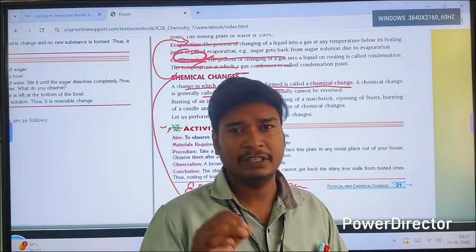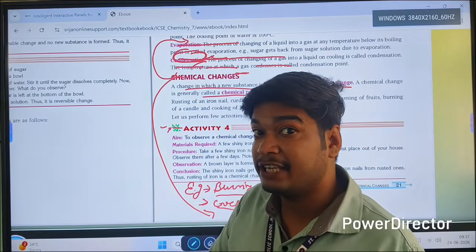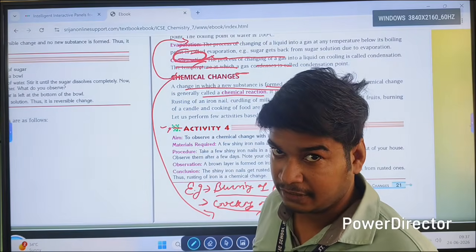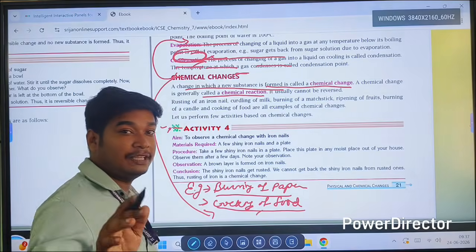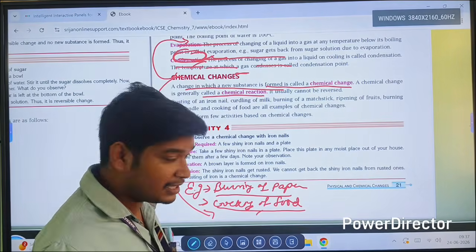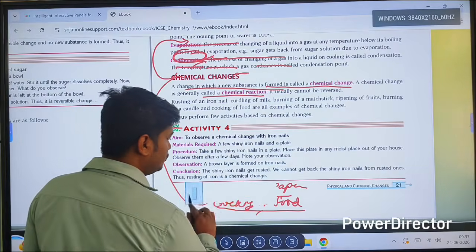Now a question for you: breaking of glass or burning of paper, which one is physical change? Think and give me the answer. Okay, whenever you come back, I will ask so many questions about this. What is physical change and what is chemical change? Now let's come to the uses.